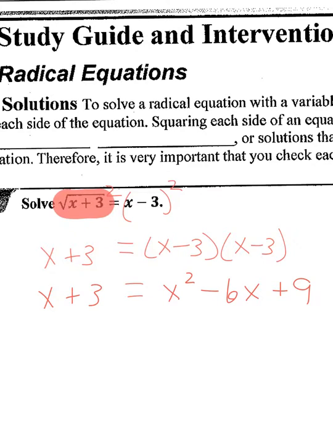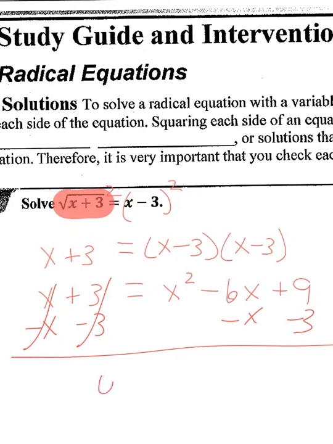Now, once you've done that, because you have that squared here and we have a trinomial, you're going to have to do some factoring. So we need to move the x plus 3 over to here first. We're going to subtract the x off, subtract the 3 off. So those both cancel. So 0 equals x squared minus 7x plus 6.